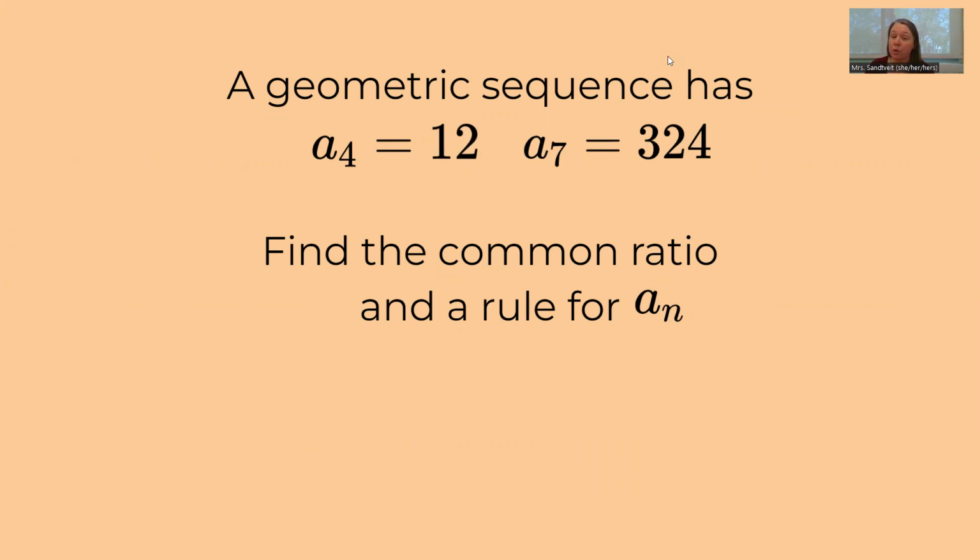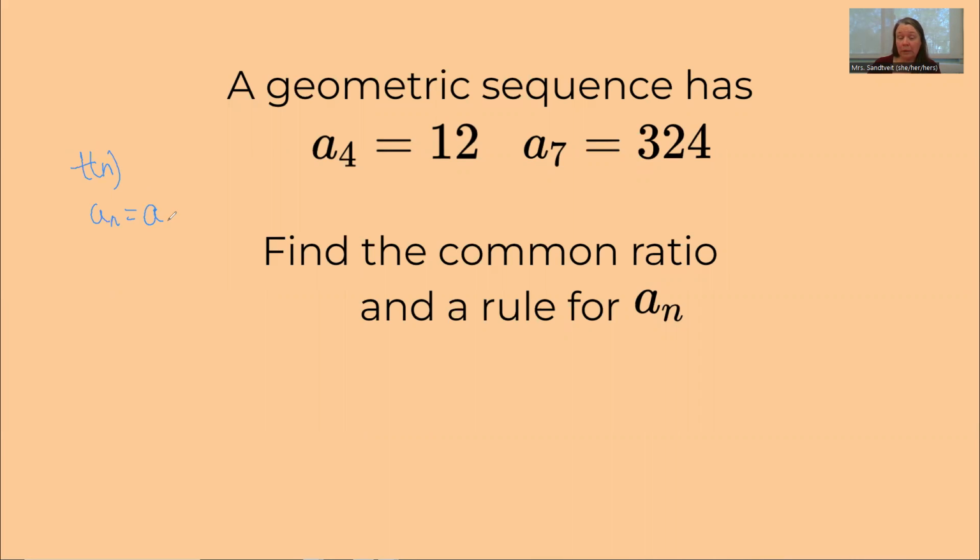Okay, so here it's saying the 4th term is 12. Here it's saying the 7th term is 324. Find the common ratio, so what's the multiplier, and then write a rule for a sub n. I'm going to think of it the same way. If it's geometric, I can use the t of n or the a sub n, it doesn't matter. In general, you could do a sub 0 or a sub 1. I'm going to go a sub 0 times b to the n, just because it's less exponent stuff. If you do the first term, then this is n minus 1. It's just a little bit more work.